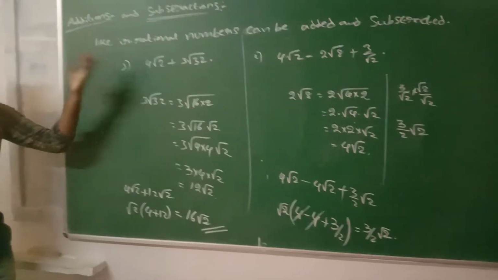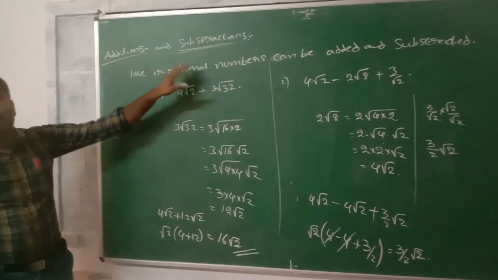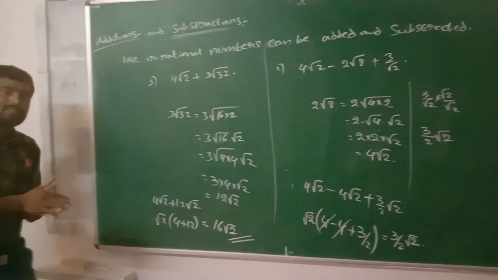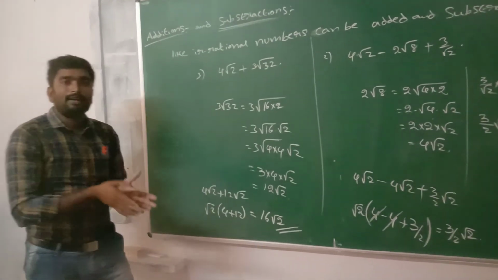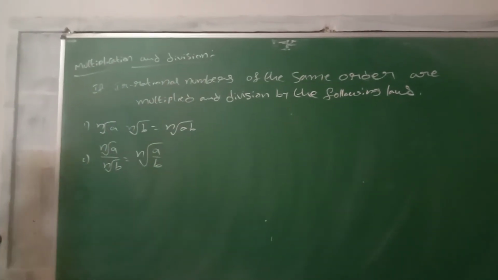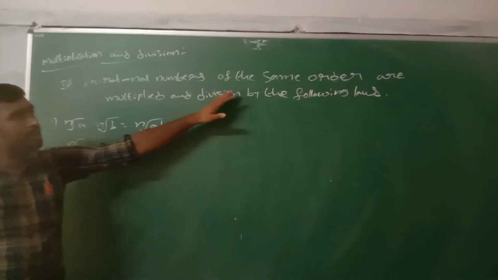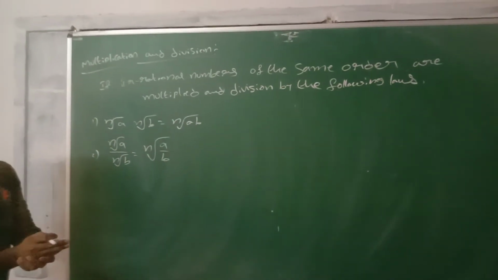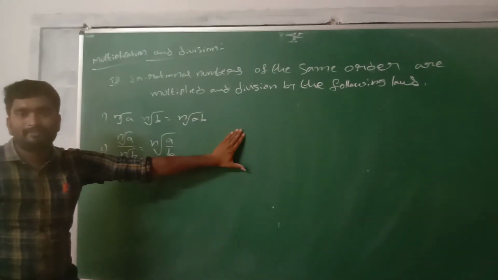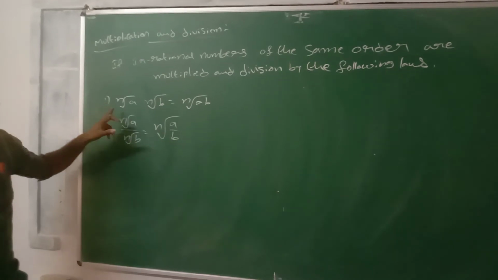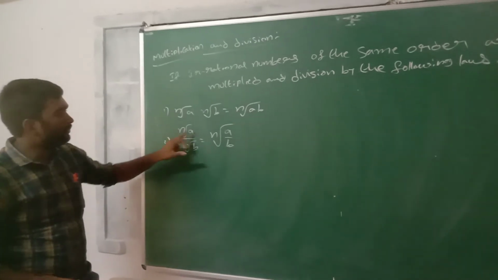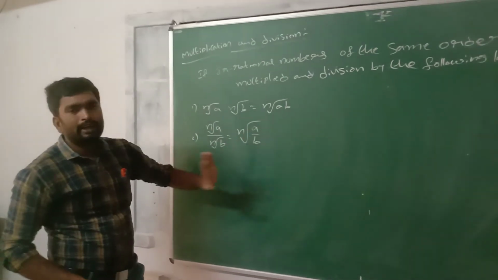When the problems are like irrational numbers, they can be added and subtracted. If the numbers are unlike irrational numbers, then convert them into like irrationals, or otherwise they will not be added. Multiplication and division of irrational numbers. If the irrational numbers are of the same order, that means the terms have the same order, then multiplication and division are possible by using the formula: nth root a into nth root b is equal to nth root of ab. Nth root a by nth root b is equal to nth root of a by b.